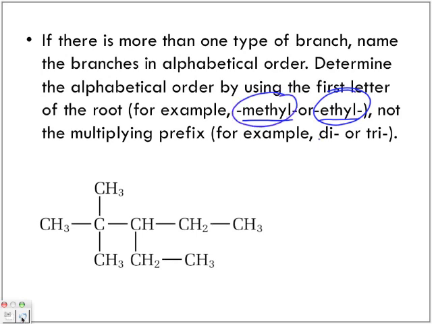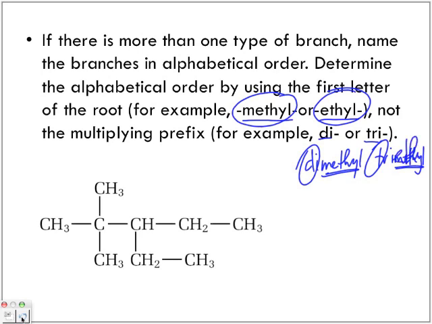So we're not going to use the di-tri. Let's say I had a dimethyl, right? And then a trimethyl, as an example. This is just a hypothetical. Because the D comes before T, that doesn't matter. It's based on the actual group. Did I put both methyl? Sorry, ethyl. Okay? So we're basing it on the carbon name, the number of carbons.